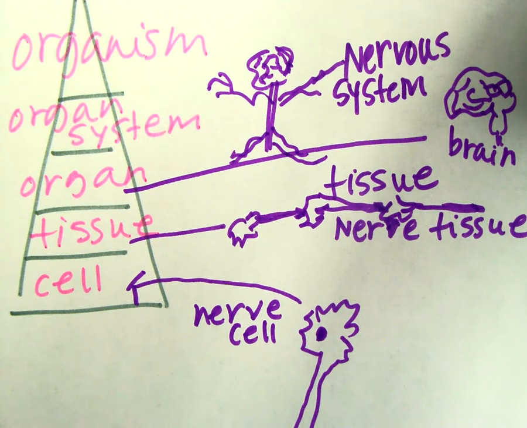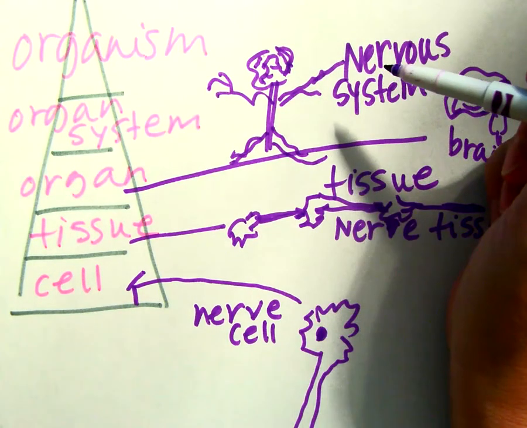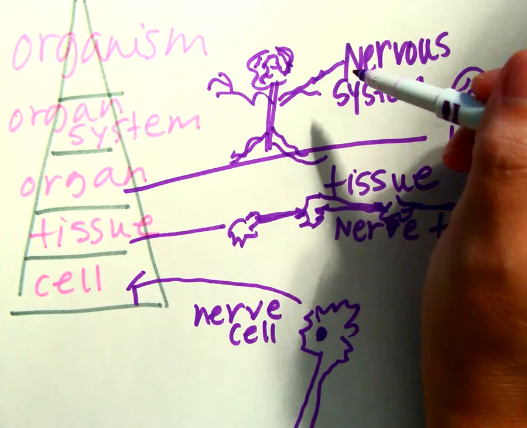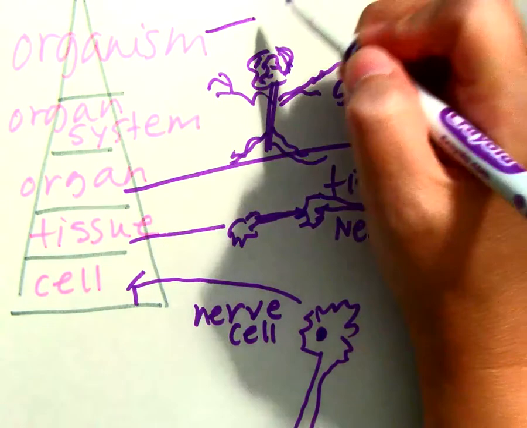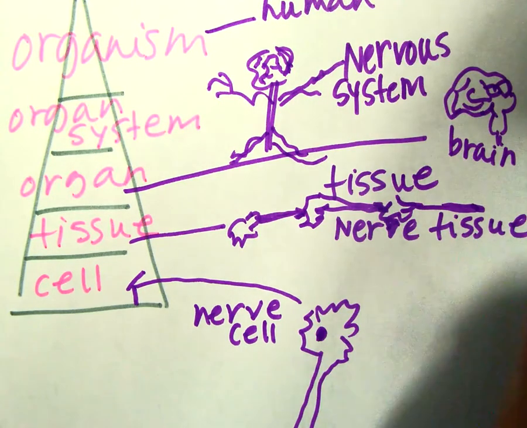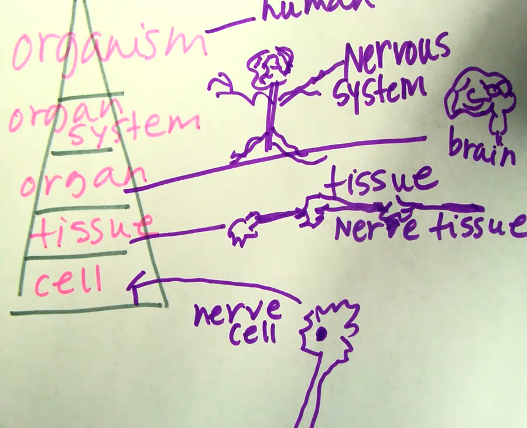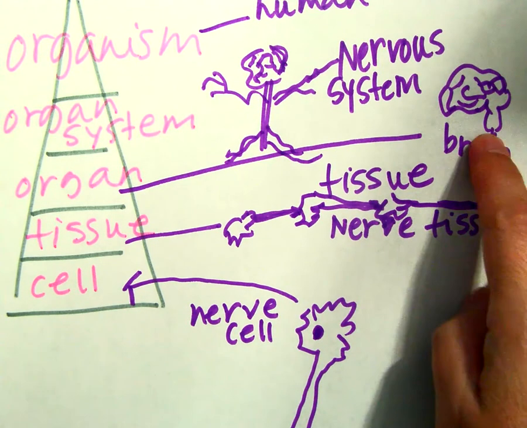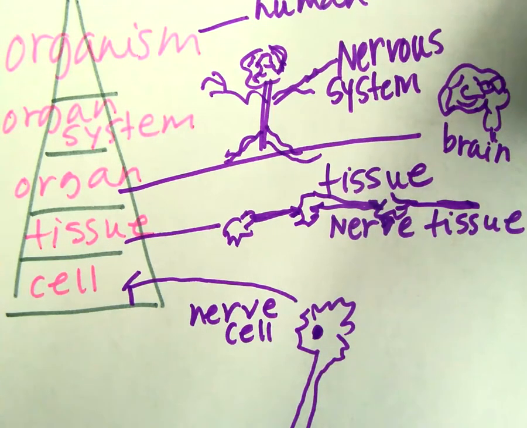And when all of our body systems are working together, the digestive system, nervous system, immune system, all of our systems are working together, that's what makes us. And we're just using us as an example right now, a person. But this can be for fish, dogs, cats, birds, worms. They have nerve cells, nerve tissues, brains, and nervous systems, and they follow the same structure we do. Okay, so this is just to help add to your notes.